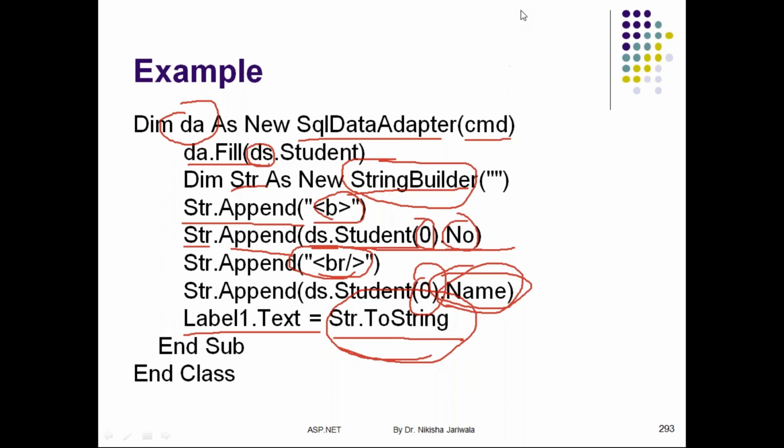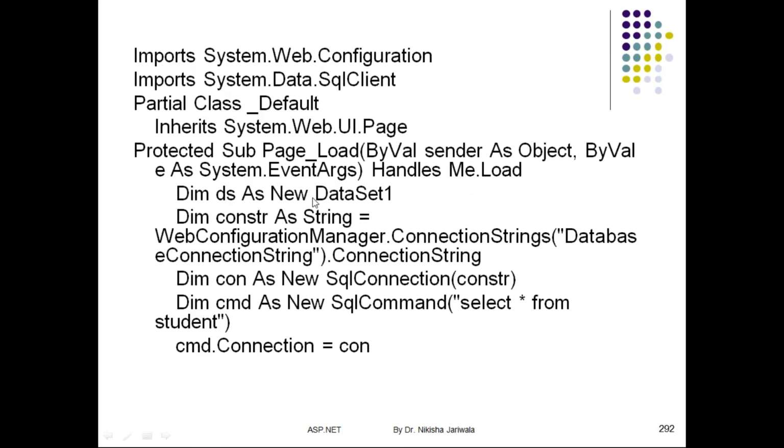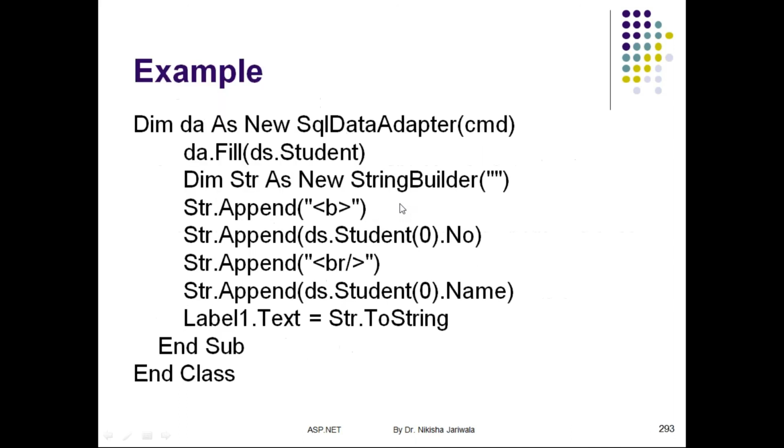So the only thing that you need to remember in a typed dataset is that you have created this dataset by right-clicking on the website within Solution Explorer, Add New Item, and from the template you have selected DataSet, and you have dragged and dropped the tables which you want to use on that particular dataset. And after that, whenever we want to create the object of the dataset, we need to use the name of that typed dataset, that is DataSet1.